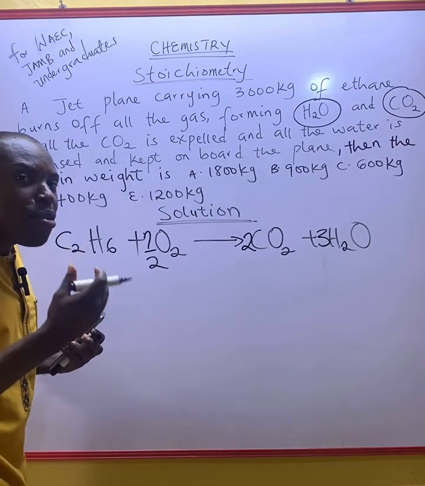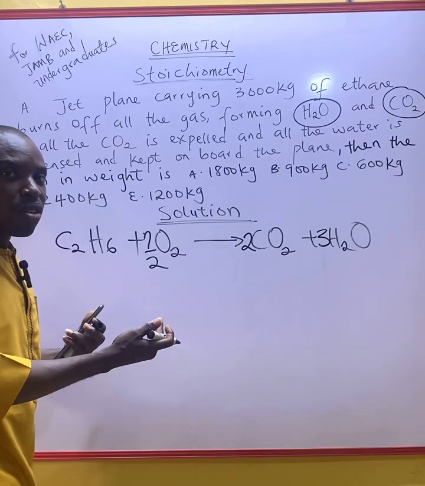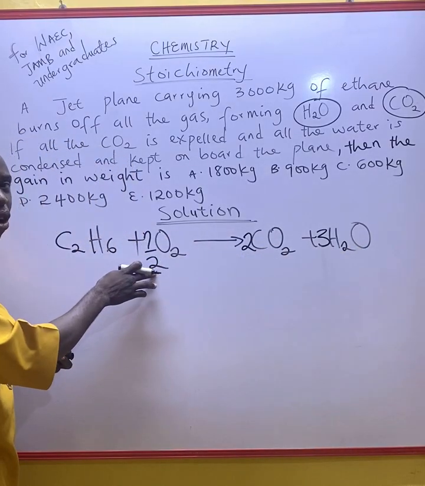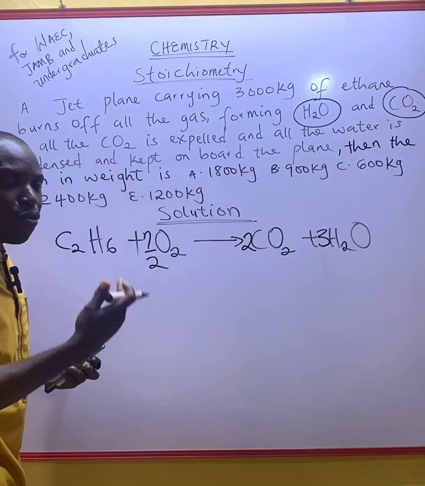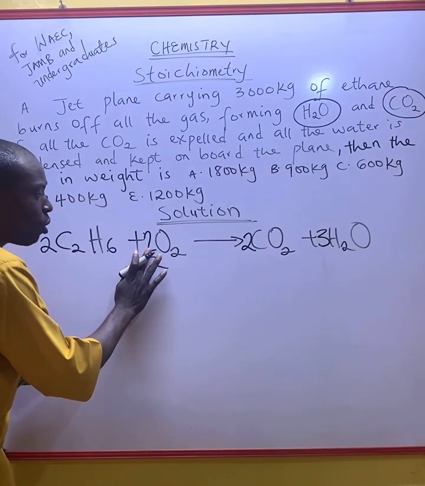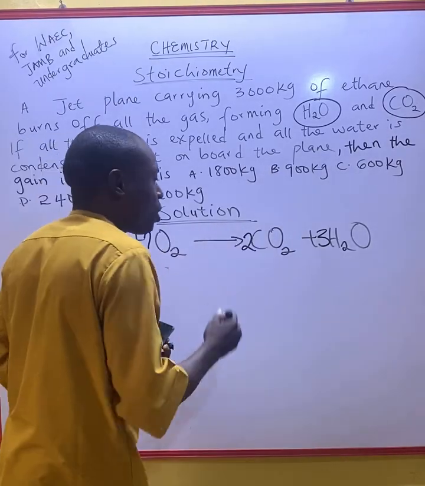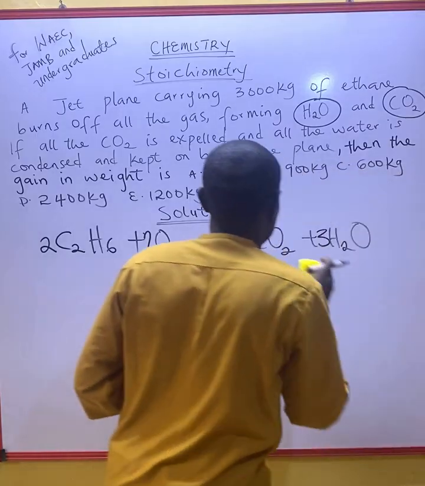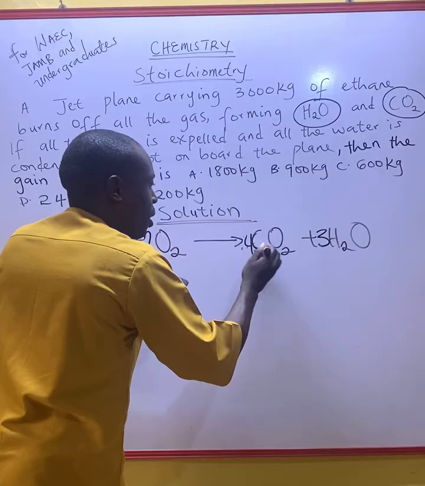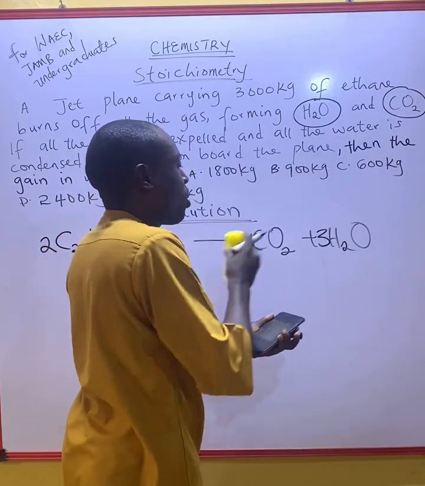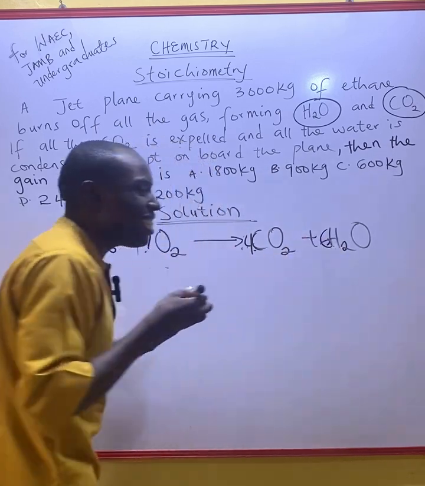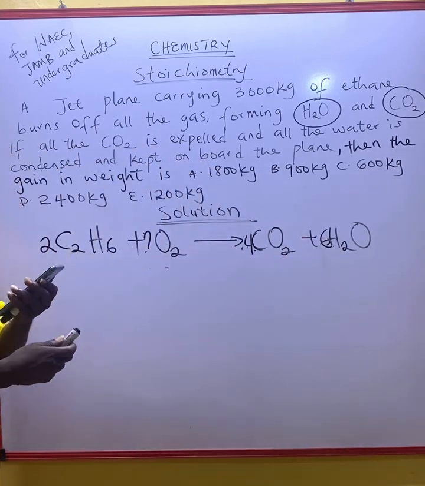Now, we cannot make use of fractions. So what do we do? We multiply all through by this denominator to make it simpler and easier for us. So here becomes 2. Of course, these 2 will go away. Now here becomes 4. Here becomes 4. Here becomes 6. So this is the balanced equation.